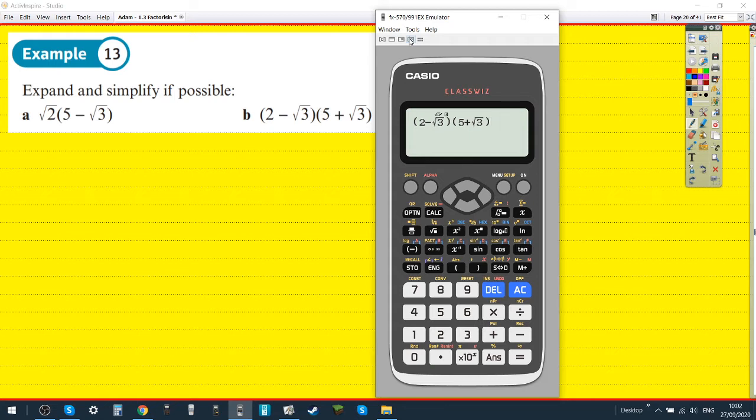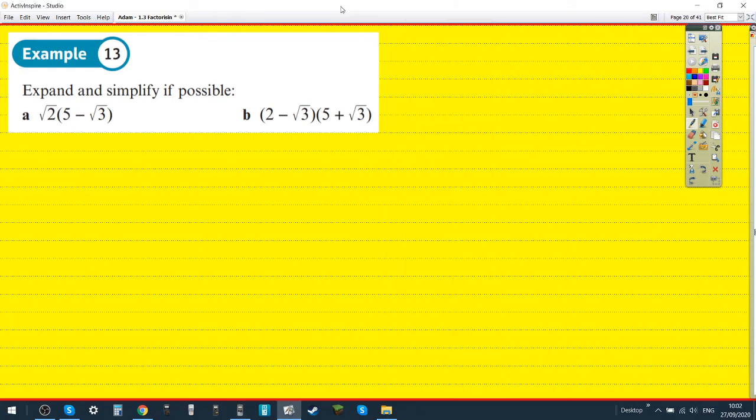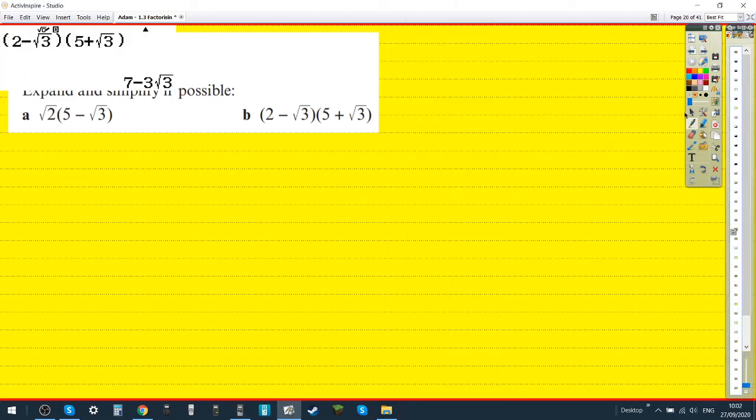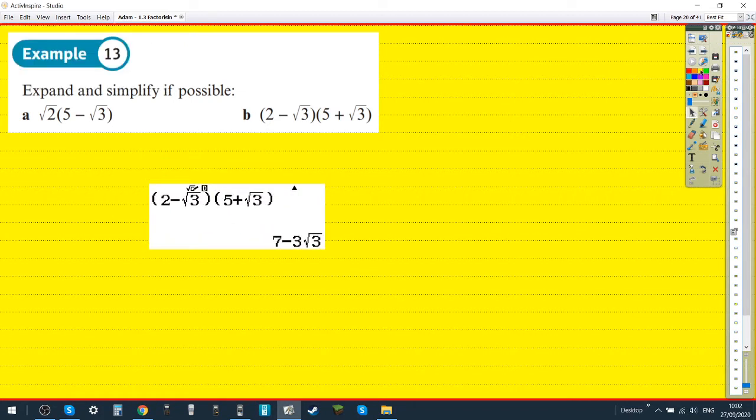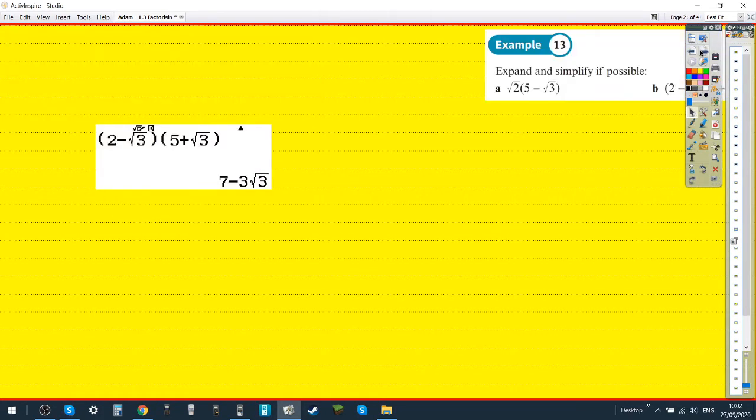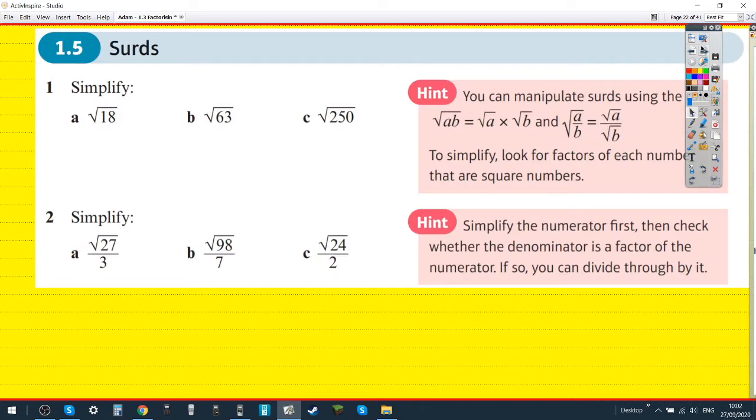I got 7 minus 3 square root 3. That's it. Great. So you're right. It's just entirely numerical, so you can put it in the calculator. Yep.